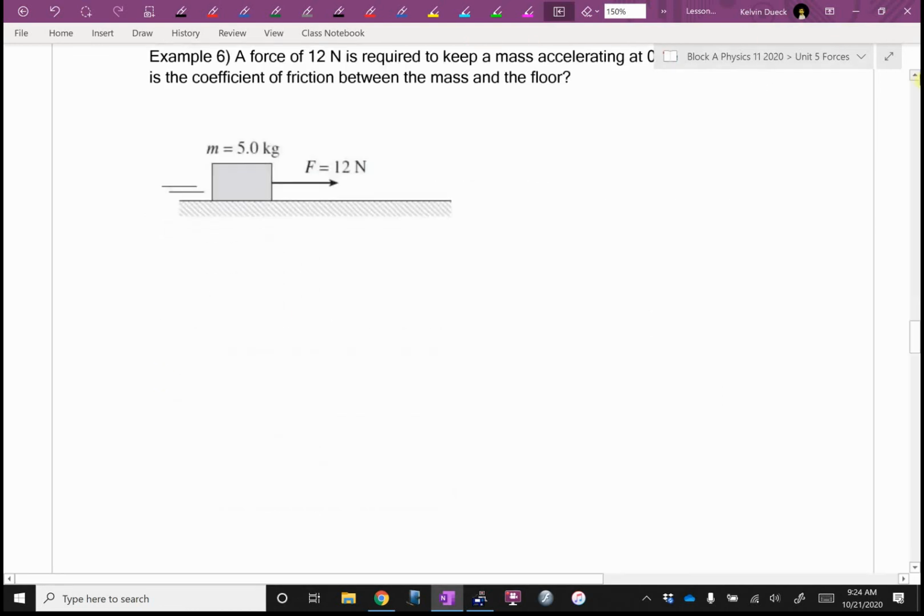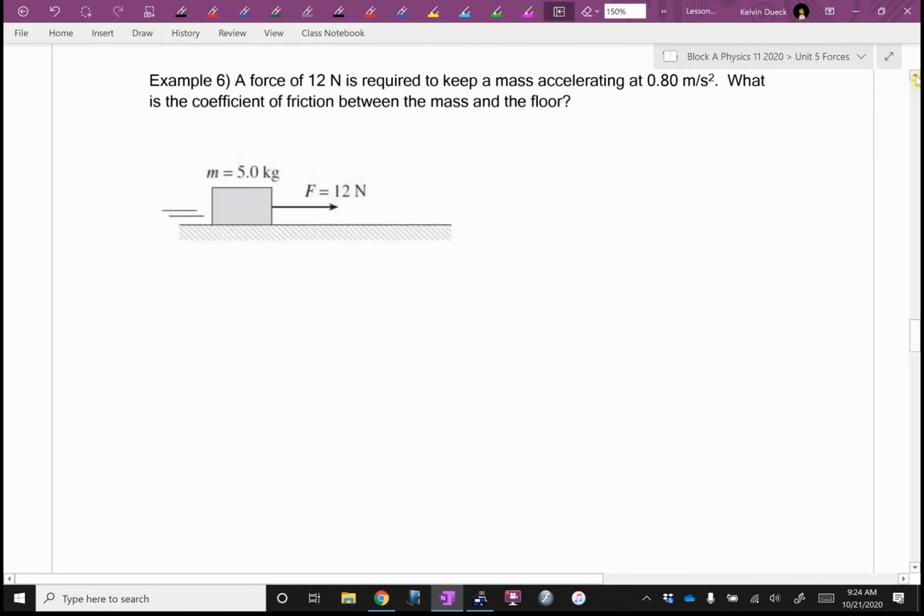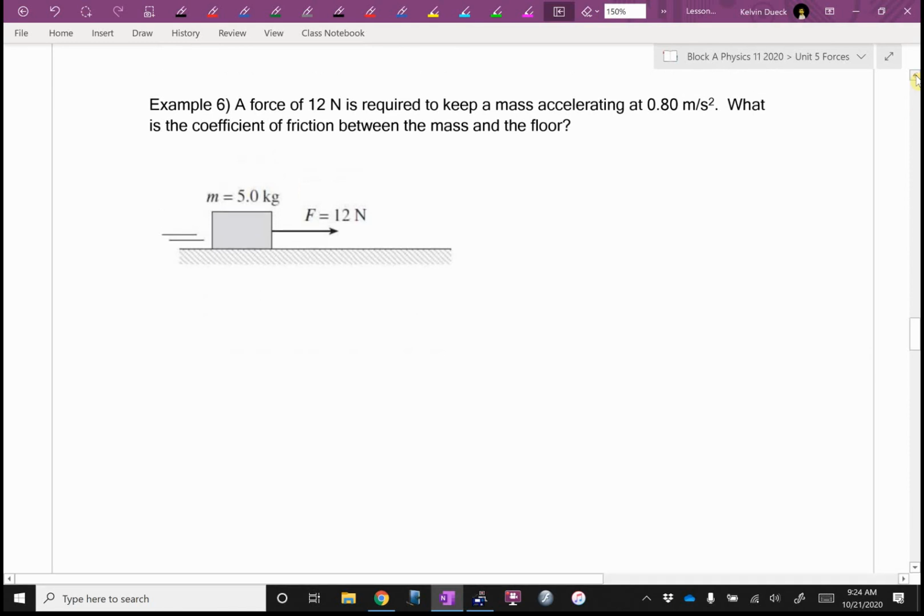Example 6. A force of 12 newtons is required to keep a mass accelerating at 0.8 meters per second squared. What's the coefficient of friction between the mass and the floor? What's this question asking me to find? Hey, what's mu? I don't know. What's mu with you? It's asking me to get the mu by itself.